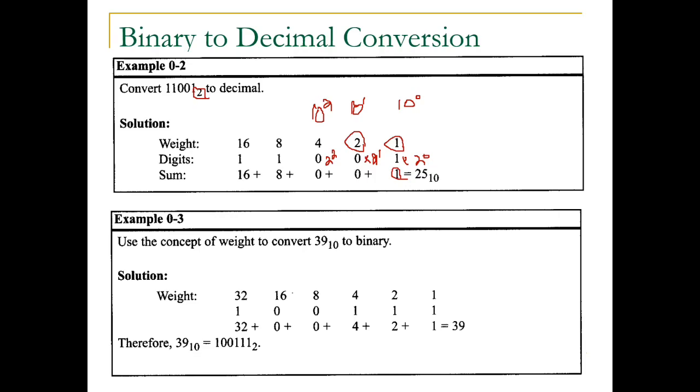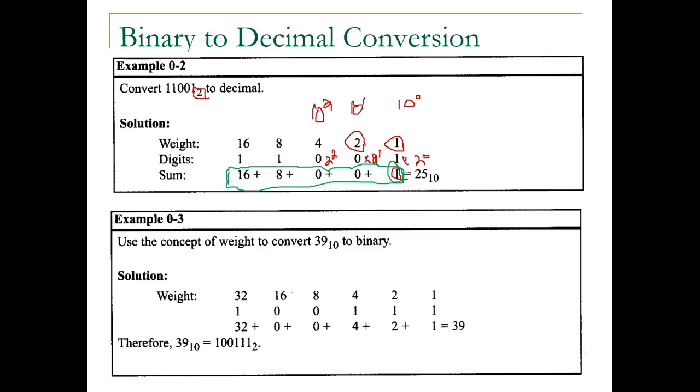When we sum these numbers, it should give us 25 back. So 16 plus 8 is equal to 24, plus 0 is 24, plus 0 is 24, plus 1 is equal to 25. So it gives us back 25 to the base 10.